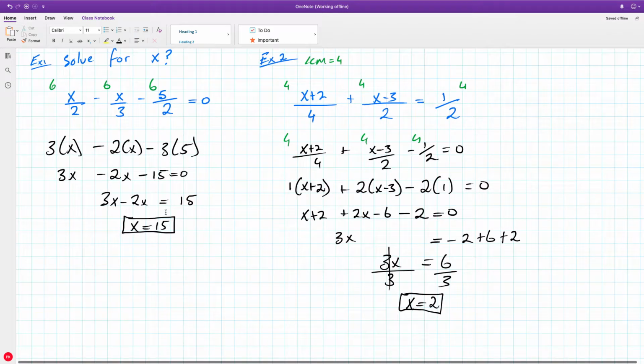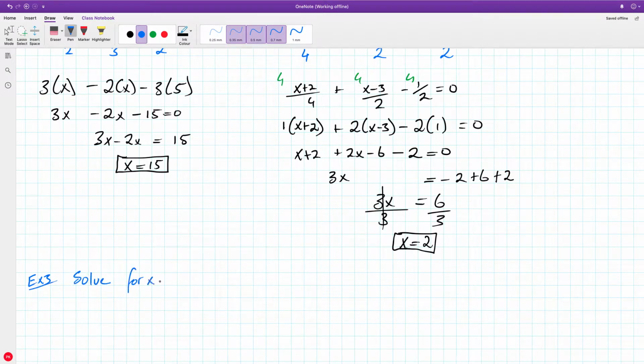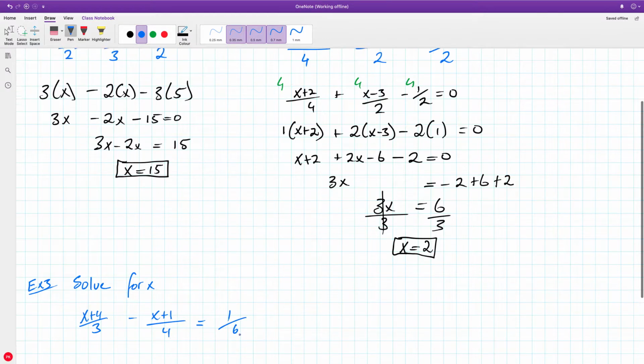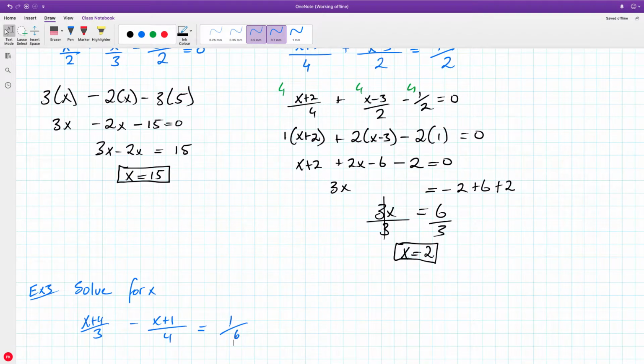So, solve for x here. x plus 4 over 3 minus x plus 1 over 4 is equal to 1 over 6. Off you go.